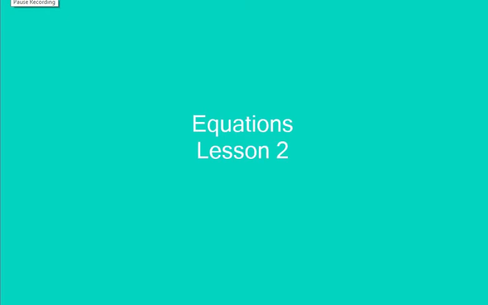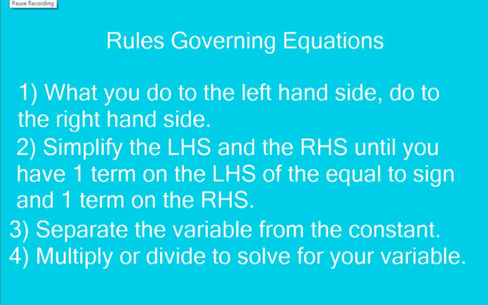Today we are going to be discussing our second lesson on equations. Let's quickly go over the rules governing equations. So the first rule of equations is what you do to the left-hand side, you must do to the right-hand side. In other words, if I add 6 to the left-hand side, I must also add 6 to the right-hand side. Second rule is that you want to simplify the left-hand side and the right-hand side until you have one term on the left of the equal to sign and one term on the right-hand side.